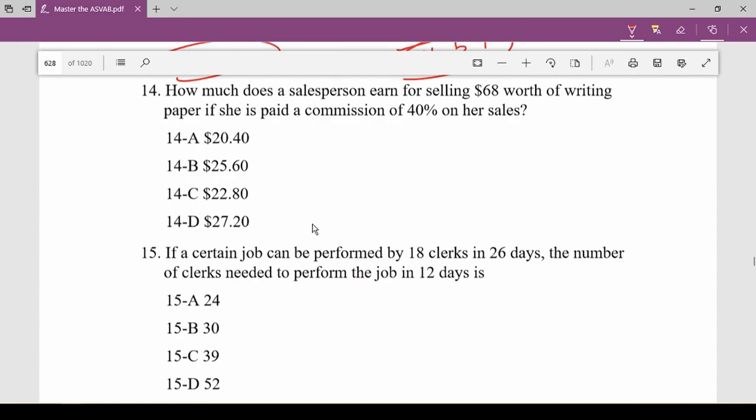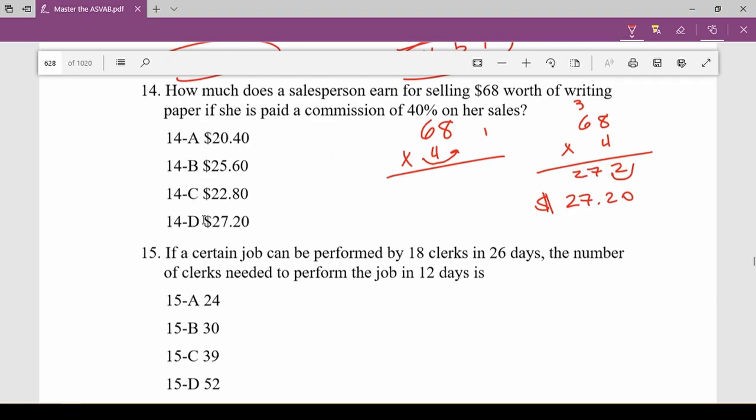14. How much does a salesperson earn for selling $68 worth of writing paper if she is paid a commission of 40%? So that question is, what is 68 times 0.4? Again, to make this problem easy, I'm going to make this a whole number by moving it one decimal place. So this becomes 68 times 4. 8 times 4 is 32. Carry the 3. 6 times 4 is 24, plus 3 is 27. Bring back in our one decimal place that we took away. So this becomes $27.20, which is right here.